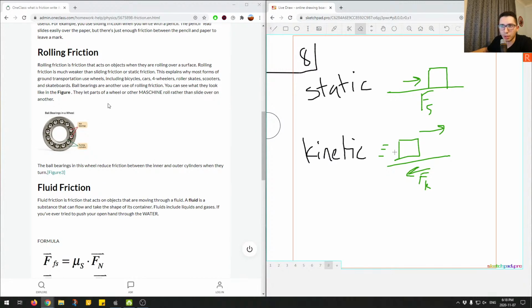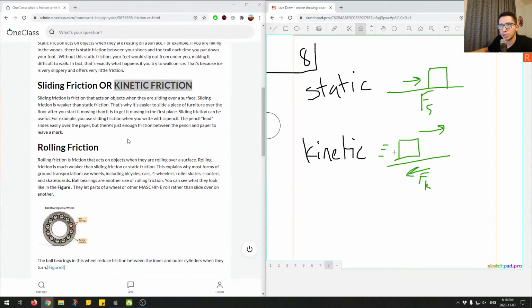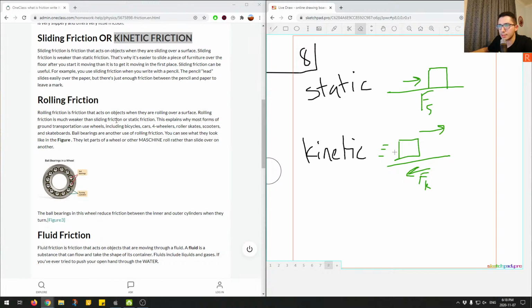So these are also another 2 types of friction. Usually you'll encounter static and kinetic the most. Rolling friction is when something is shaped like a circle and it's rolling on a surface. Rolling friction is much weaker than sliding friction or static friction. This explains why most forms of ground transportation use wheels, because rolling friction is a weaker force. That's why we have wheels on a car. If you were sliding on the ground, you'd have to put more force to overcome that force of friction.